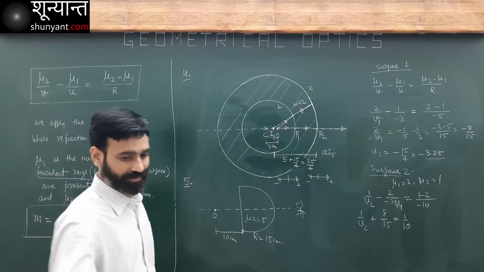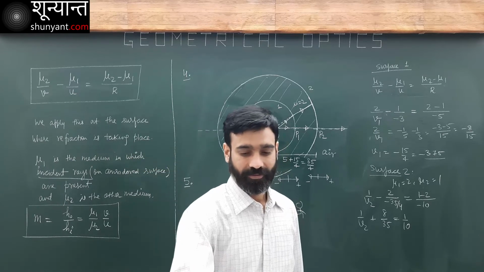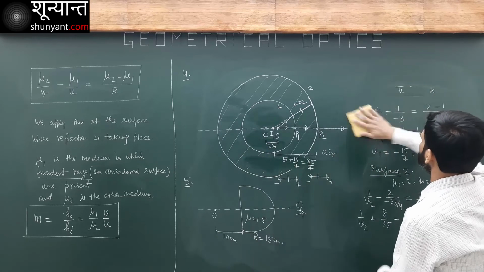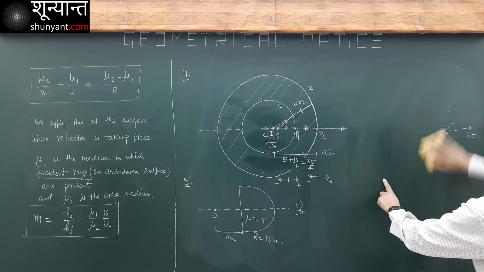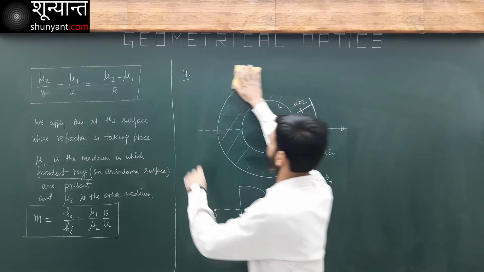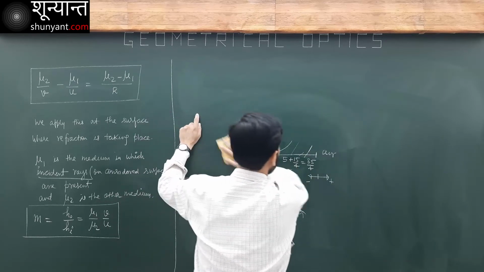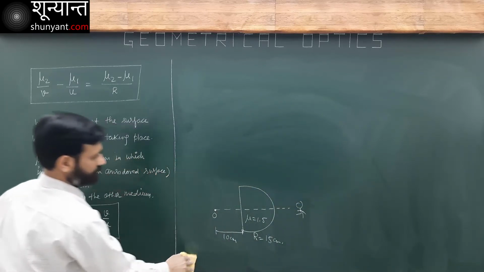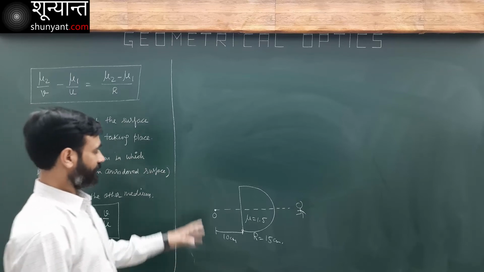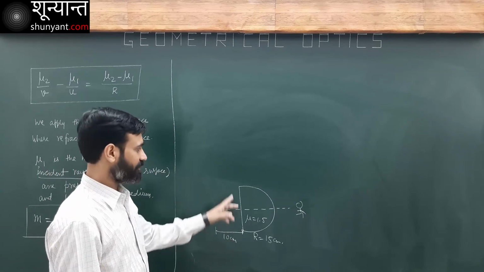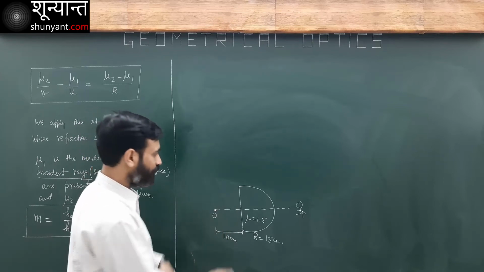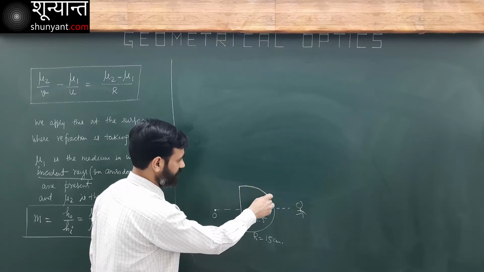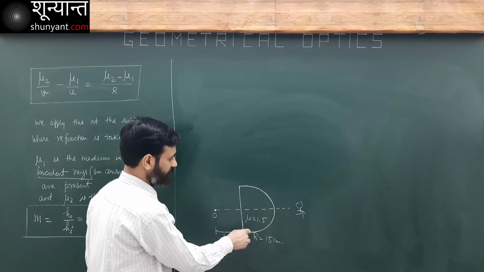Okay, now the next one. Do we have time? Oh, we have some time. Okay, we will do some problems. Next one, let's do it quickly. Let's do this problem. What do you think? What is going to be the answer here? I have one flat surface. This is the flat surface. And this is a curved surface. This is a hemisphere.